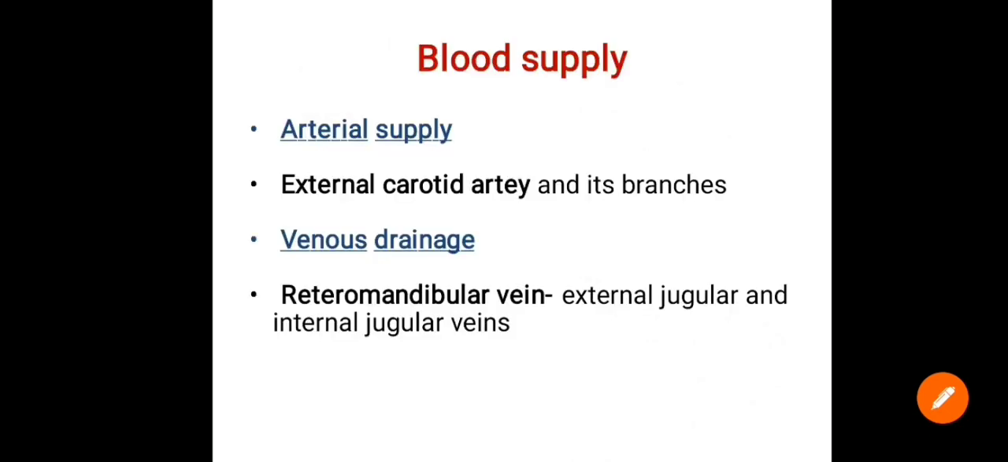Now coming to the blood supply. So far we have discussed the structures that are passing through the gland, or present within the gland. Now let's see what is supplying them. The arterial supply of the parotid gland is through the same artery, the external carotid artery and its branches. And the venous drainage is also done by the same vein that is present within the gland, that is the retromandibular vein, finally draining into the external jugular and the internal jugular vein.